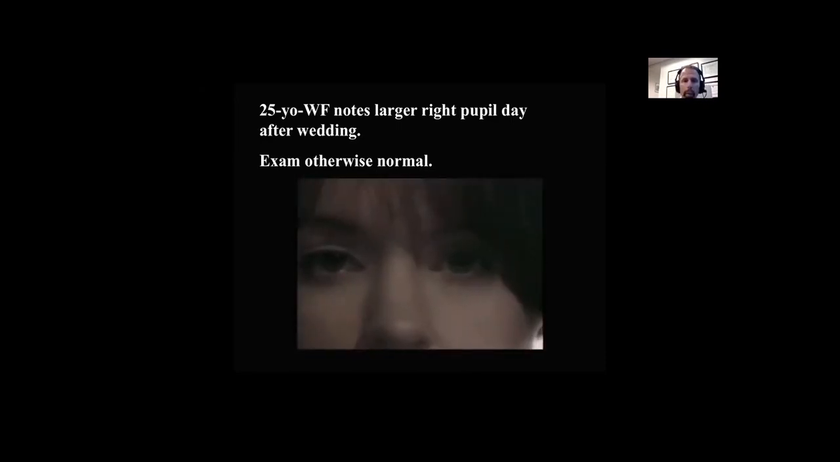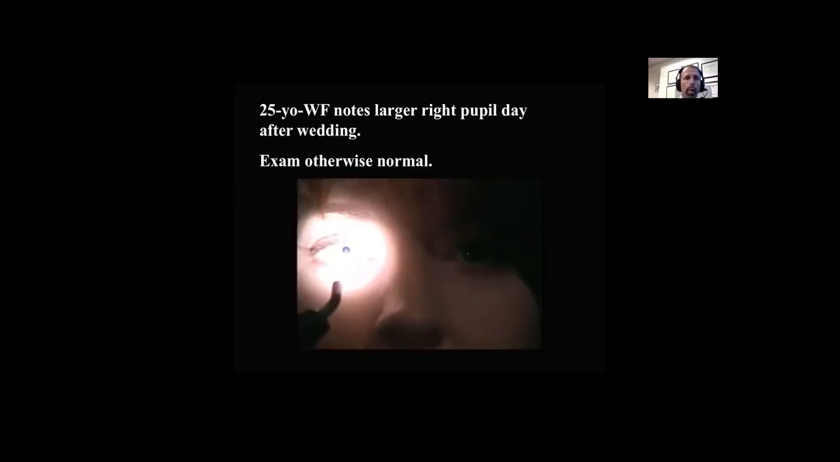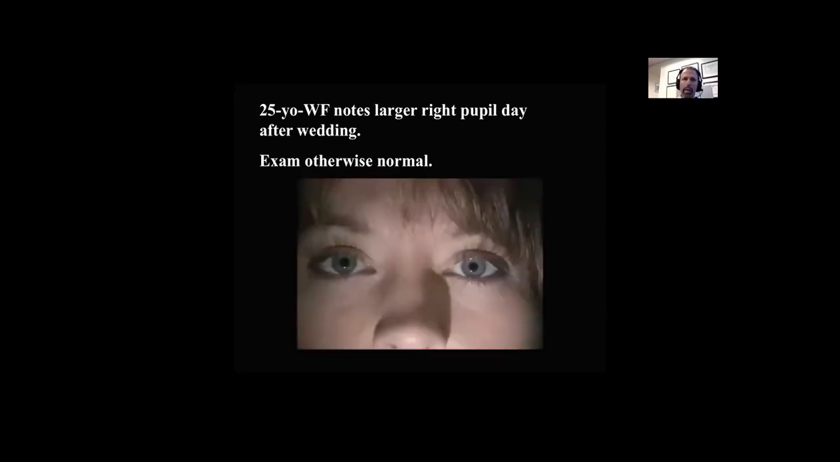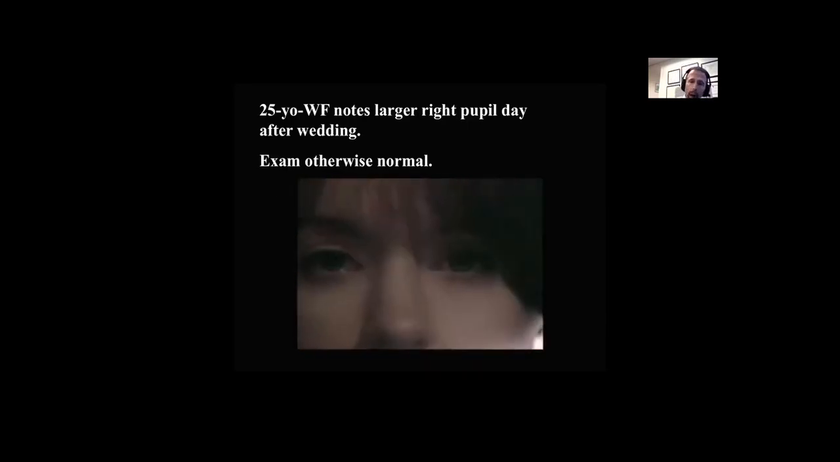And I looked at their pupils, and they both reacted symmetrically. There were no fellow travelers. Her lids were normal. Her eye movements were normal. And I said, you know, this looks a lot like normal anisocoria. Normal meaning this is just the way your pupils are. She said, are you kidding me? I've got light blue eyes. I put makeup on every day. You don't think I would have noticed this?